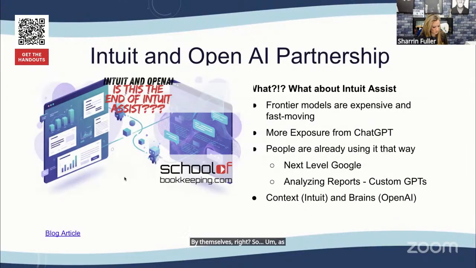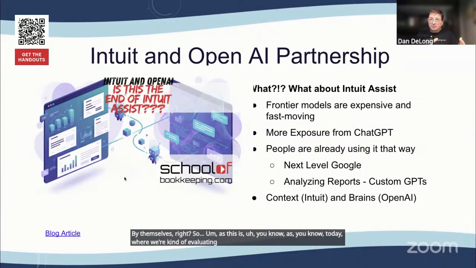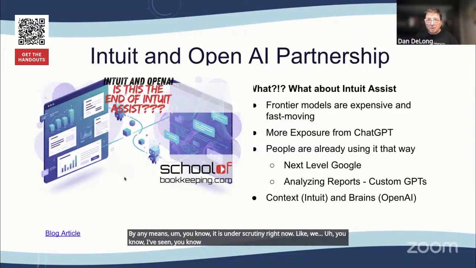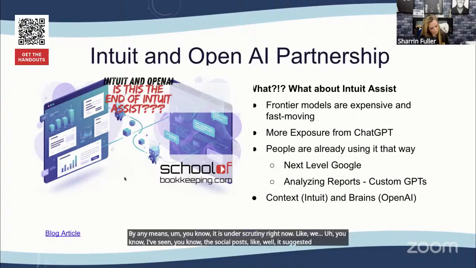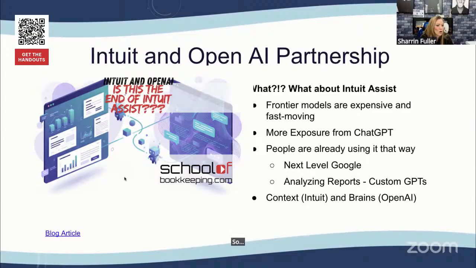As of today, we're evaluating these agentic AIs, the agents inside of QuickBooks, and scrutinizing their results, because by any means, it is under scrutiny right now. I've seen the social posts of, well, it suggested this. Why did it suggest this when it was totally fine before? It's almost like we're taking a step backwards to move forwards. Was it though?